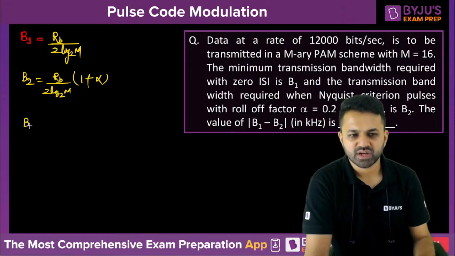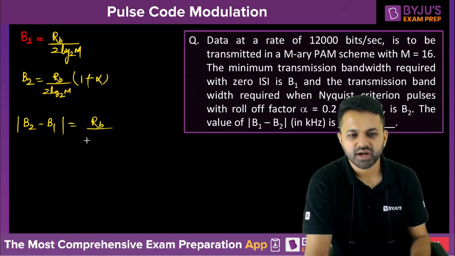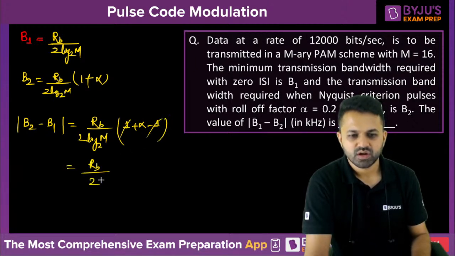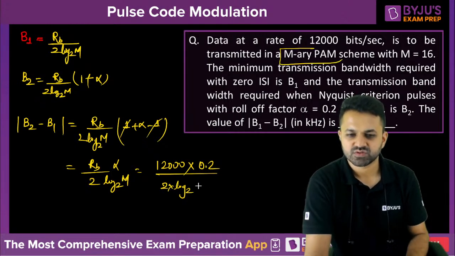So now you want to calculate the difference, B2 minus B1, or whatever it is, because we are taking the mod. Here Rb by 2 log base 2 M is common in both, and this is 1 plus alpha minus 1. So this 1 and 1 will get cancelled and we will get Rb by 2 log base 2 M times alpha. The bit rate is given, which is 12,000. Alpha is 0.2, divided by 2 into log base 2 M. The M-ary scheme is given as 16.